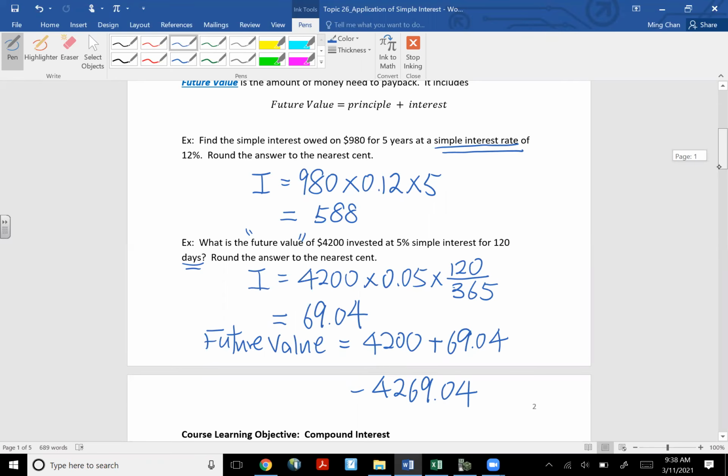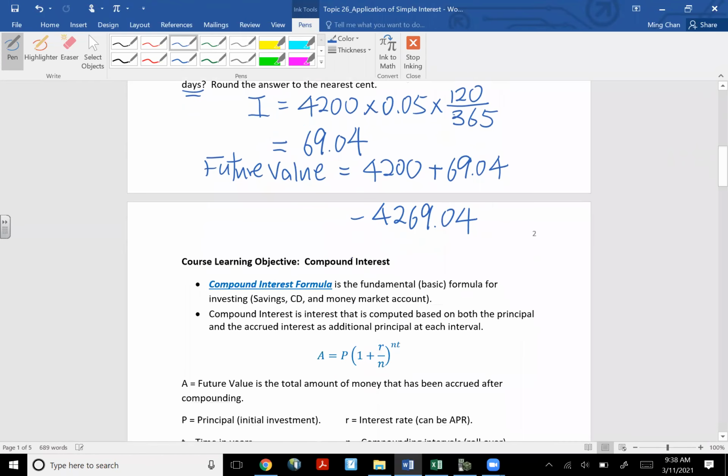All right, another type of formula is called the compound interest formula. The compound interest formula is basically your fundamental formula for investments. Most of the time when we talk about investment, it is long term. So rather than do the simple interest formula over and over, the simple interest formula can be derived into what we call the compound interest formula. It applies to investing money like savings accounts, CDs, certificates of deposit, and money market accounts. That's maybe referring to mutual funds.